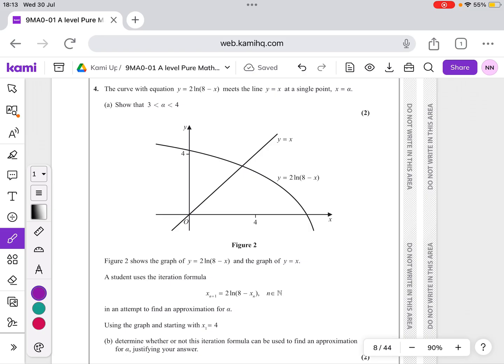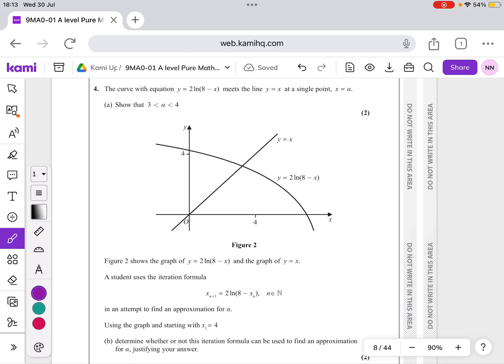So the curve with equation y equals 2 ln(8 minus x) meets the line y equals x at the point theta, where x equals theta. Show that theta lies between 3 and 4 is what that's saying at part A. So they're telling you it lies between 3 and 4.